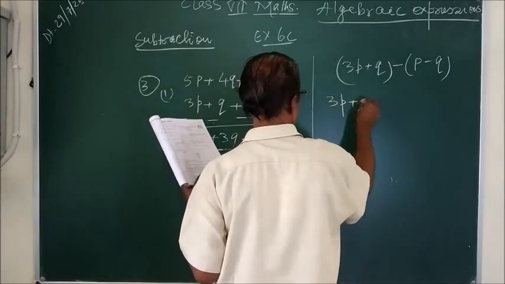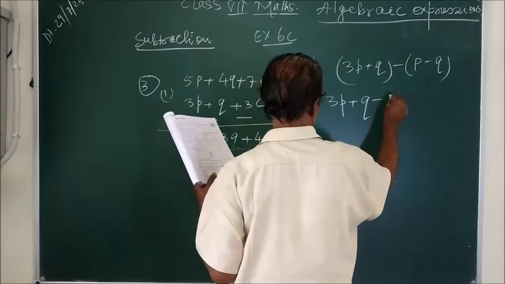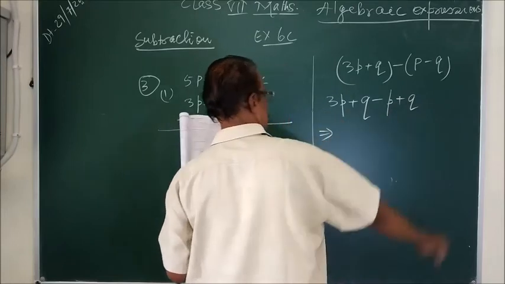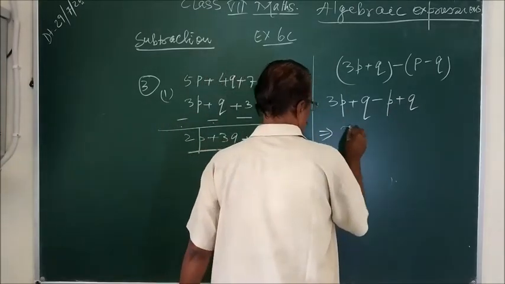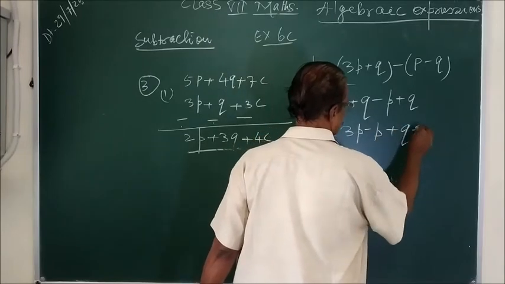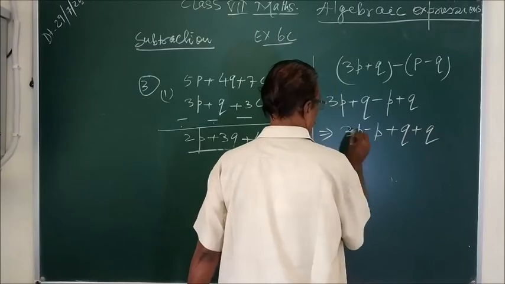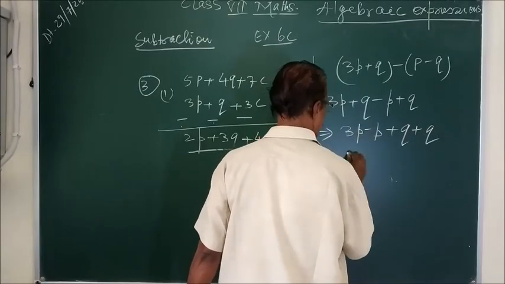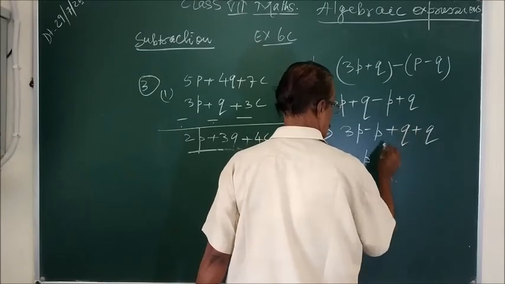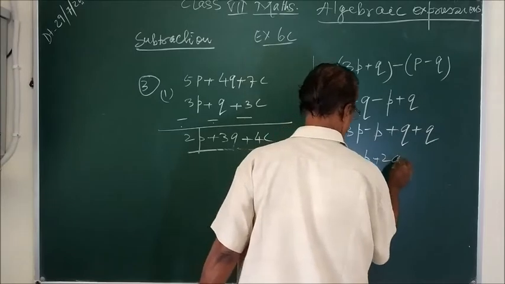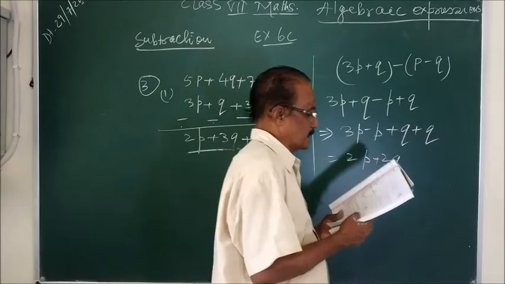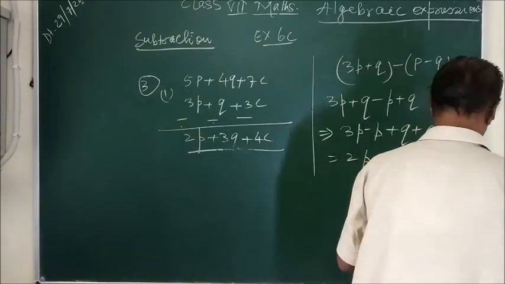This is 3p plus q. Here will be minus p, and here will be plus q. Now you simplify the like terms. So 3p minus p, and this q plus q. Plus minus minus, you understand? 3 minus 1, 2, 2p, q plus, 1 and 1, 2. 2q, so 2p plus 2q. Now you can find the answers.